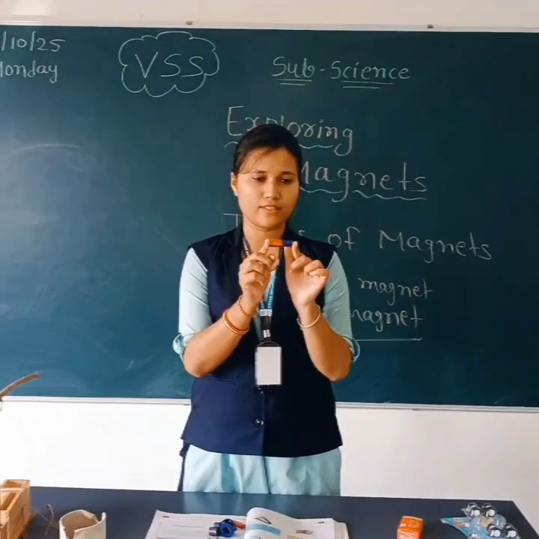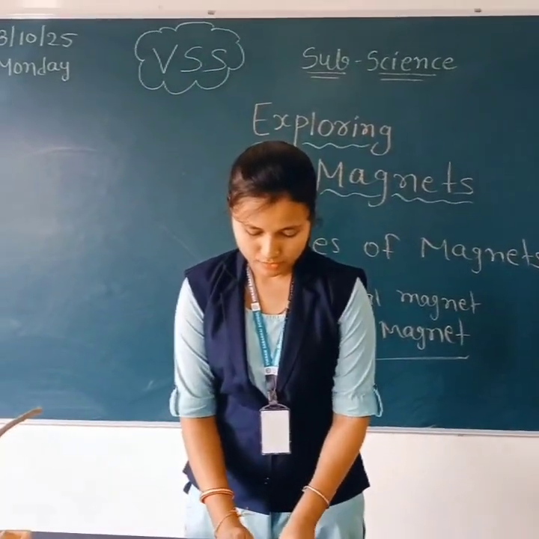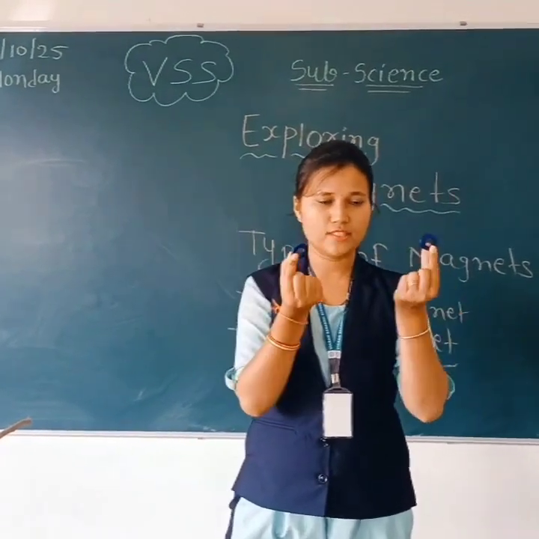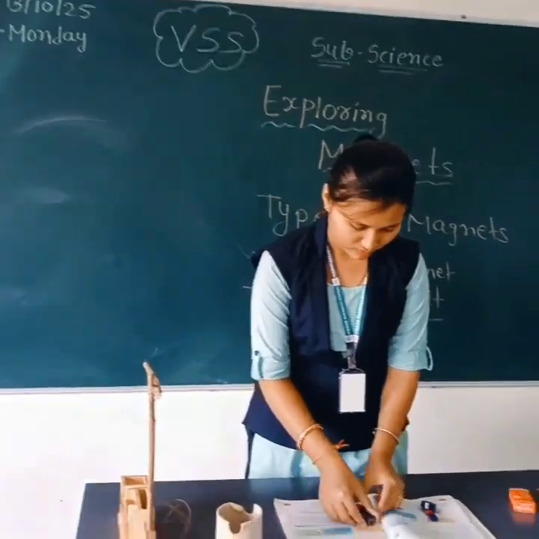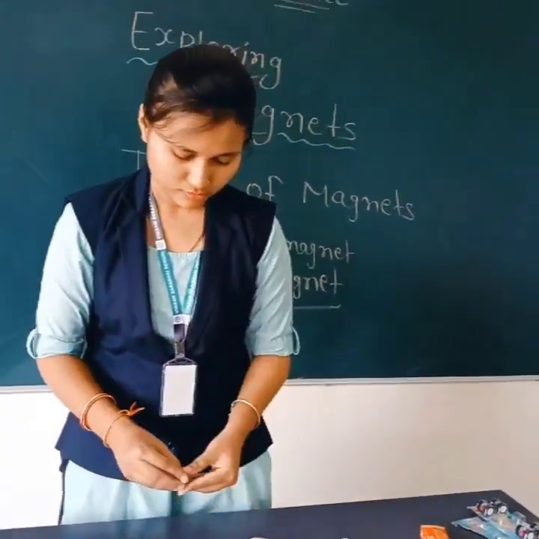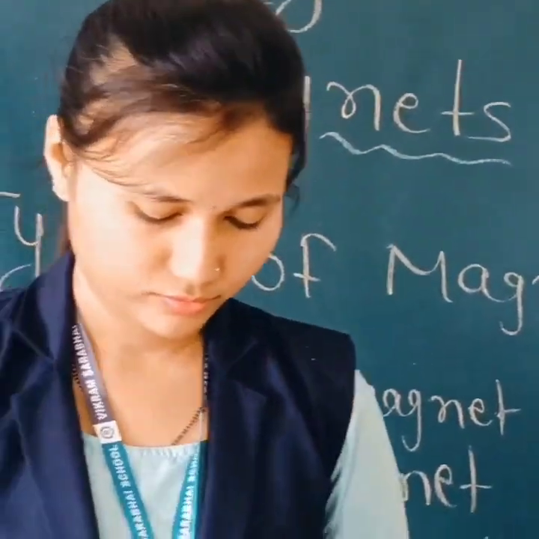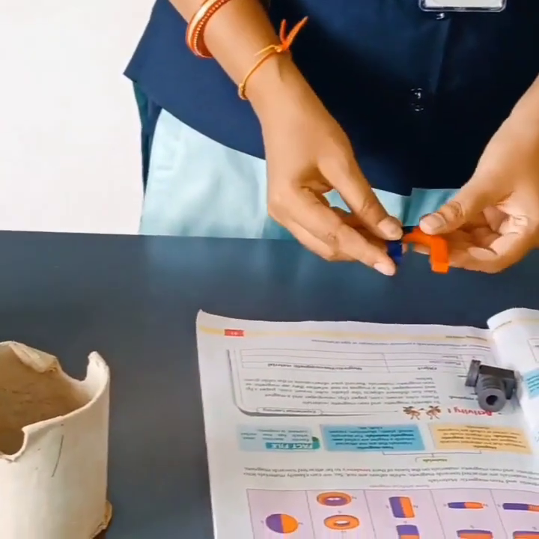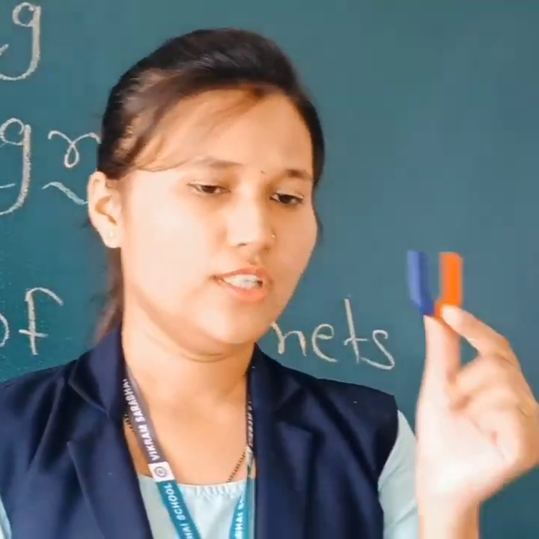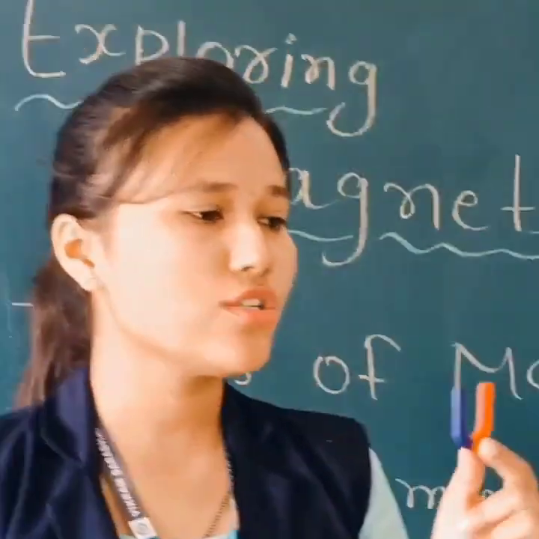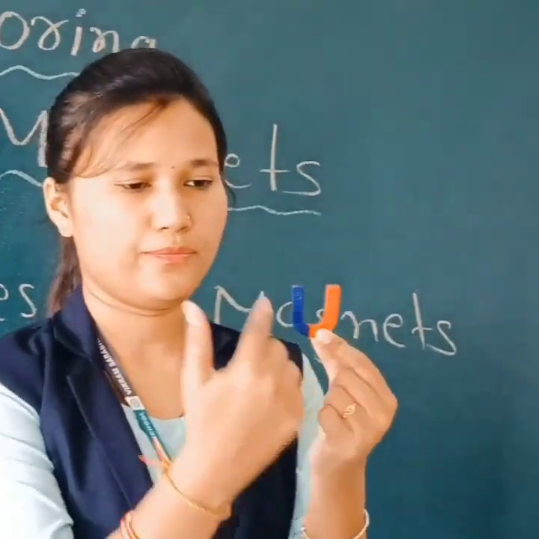Okay. This is a bar magnet. This is a disc magnet. Okay. This is a ring magnet. It is a U-shaped magnet. It is also called a horseshoe magnet. Yes, it is also called horseshoe and U-shape. Okay, you can see U-shape.